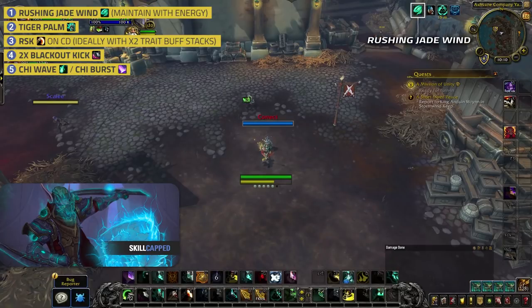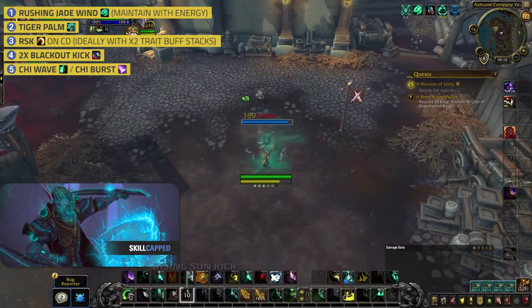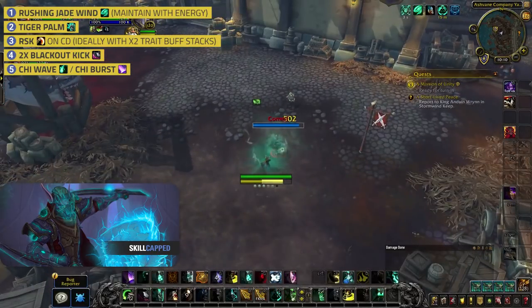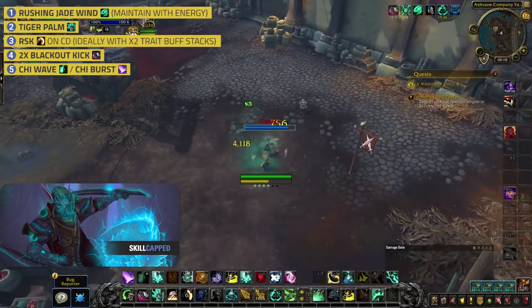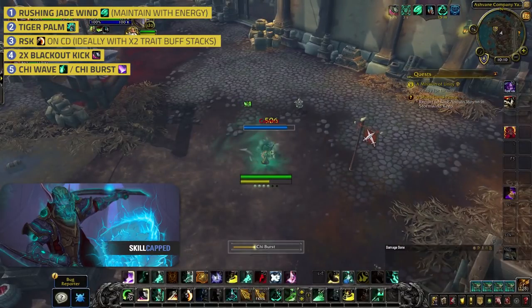Number 1, Rushing Jade Wind. Number 2, Tiger Palm. Number 3, Rising Sun Kick. Number 4, 2x Blackout Kicks. Number 5, Chi Wave or Chi Burst. As you can see, it looks simple, but it can be a bit tricky.